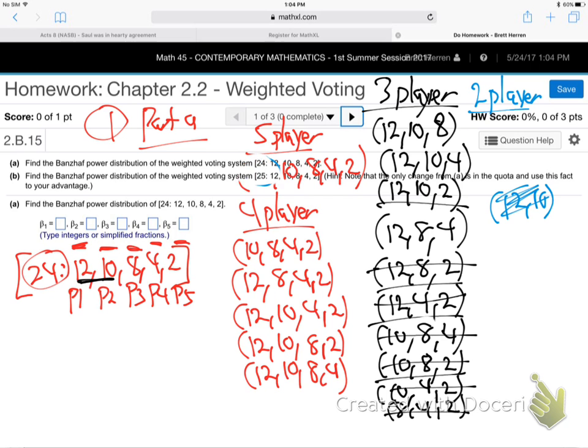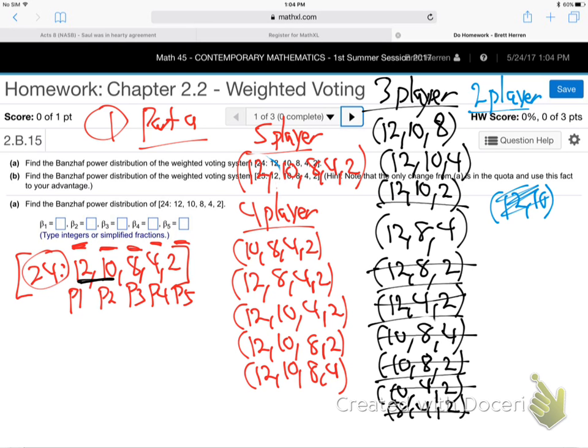If the 12 doesn't come, they still win without him. They have 24 without him. So if he's not critical, nobody's critical on that first team, because they're all lower, right? Yeah.